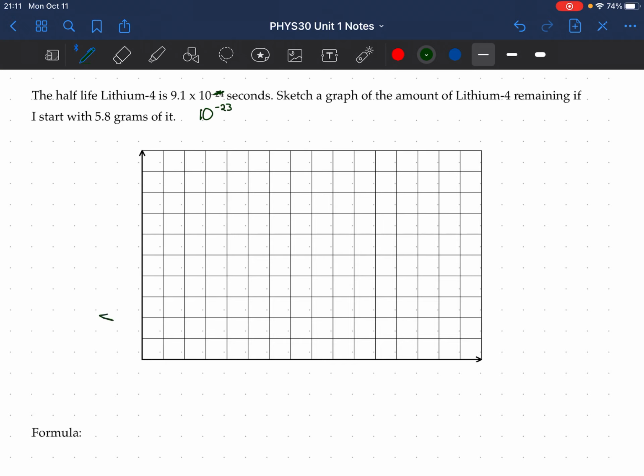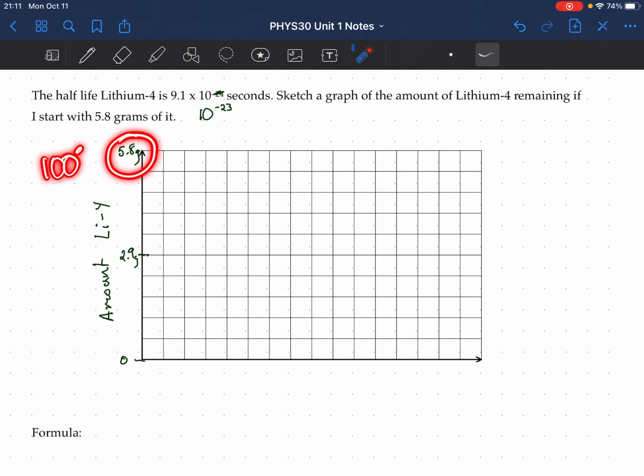Well, let's label our axes. Here we have the amount of lithium-4. We start off with 5.8 grams of it. That's 100%. And then that will be 50%, or 2.9 grams. There will be 0. Now we can think of these as this is 100%. This is 50%. Down here, of course, this is 0%.